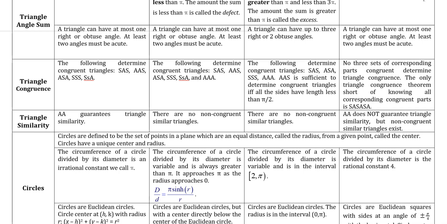In spherical geometry, we have most of the same ones, but not all. We do have SAS, ASA, SSS, just like we do in Euclidean and hyperbolic. Like hyperbolic, it has an AAA condition, but the one that's different here is that the AAS is not enough. AAS is sufficient to determine the congruent triangles only if the sides have lengths less than pi over 2.